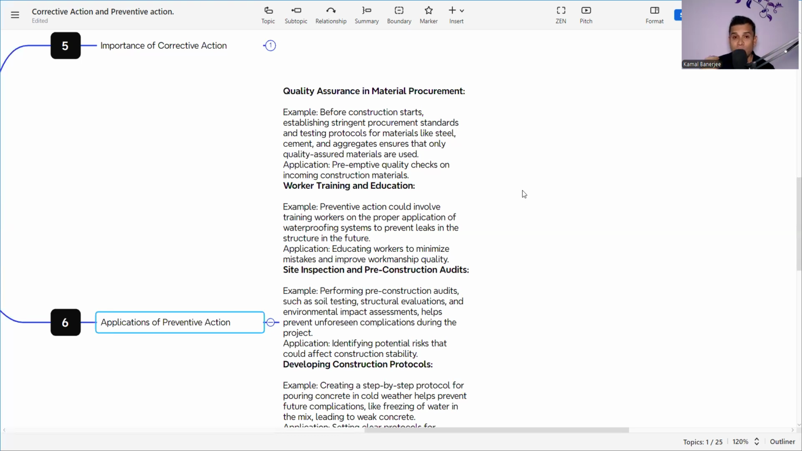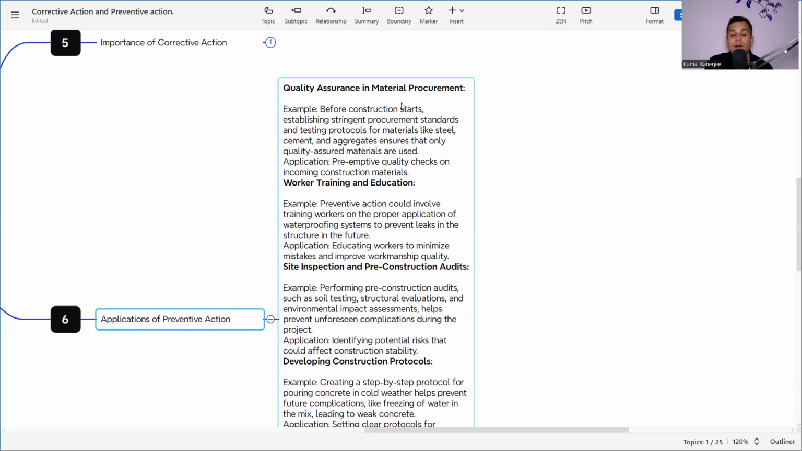Whenever we are making a material procurement, we need to ensure that these are my guidelines, so that whatever material I get matches the criteria of the material as per the requirement. So preventive action helps us with the quality of the material.